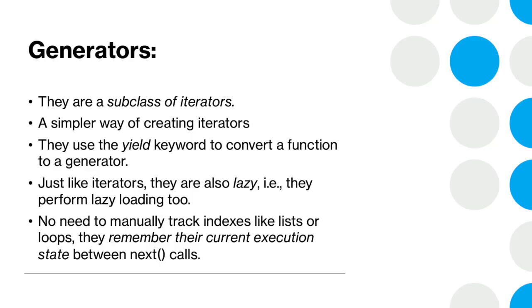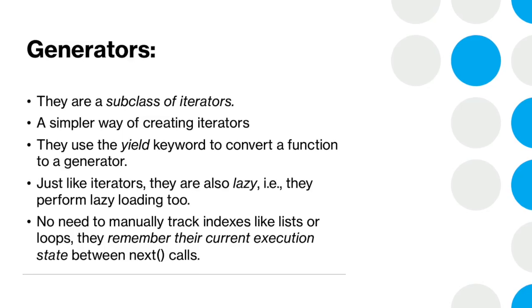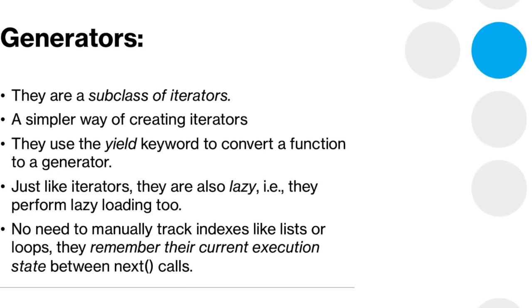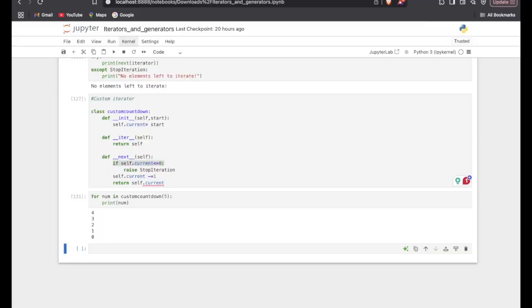And now let's move on to generators. They are a subclass of iterators, a simpler way of creating iterators. They use the yield keyword to convert a function to a generator. Just like iterators, they are also lazy. That is, they perform lazy loading too. No need to manually track indexes like lists or loops. They remember their current execution state between next calls. Now we shall see generators by defining a simple function of cubing numbers.